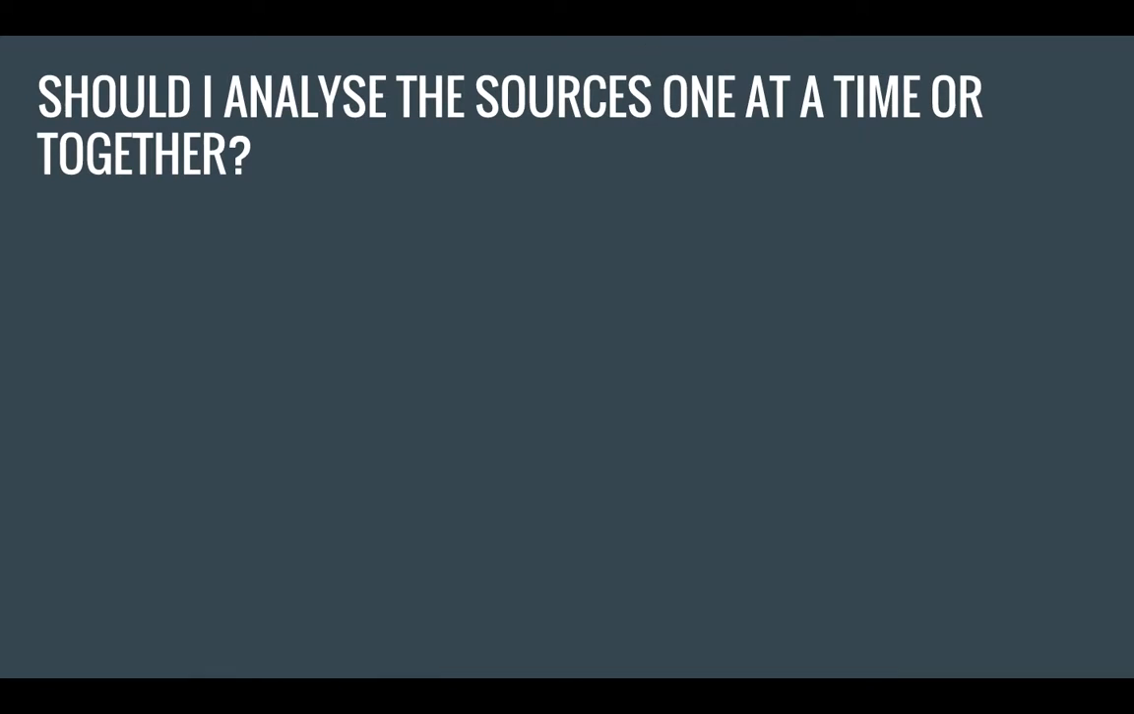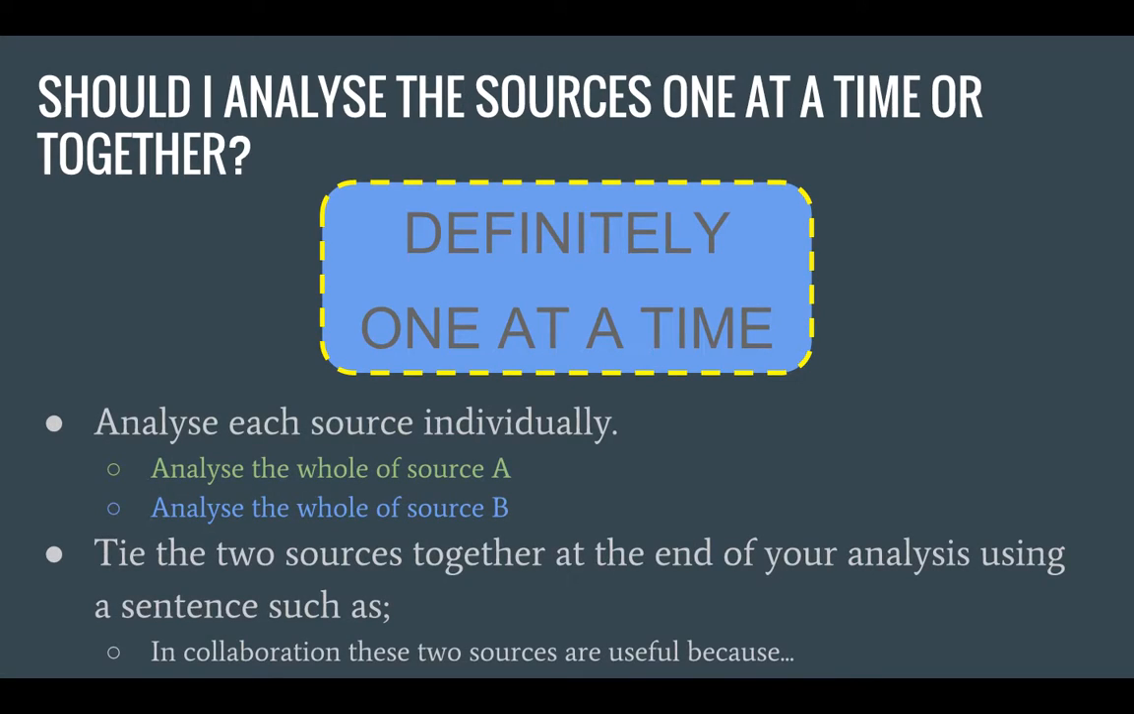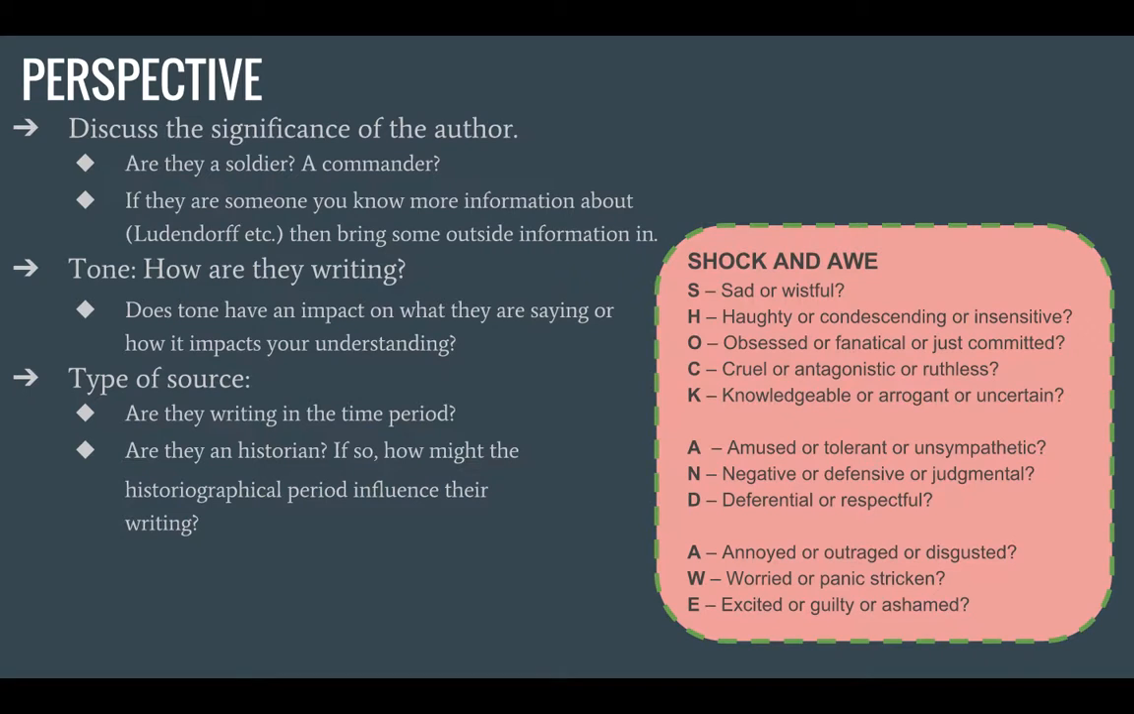One of the questions I'm always getting asked is, should I analyse the sources one at a time or together? I have seen this question answered both ways, but I will say it's best to do it one at a time. Analyse each source individually. Analyse the whole of source A, and then analyse the whole of source B, and finally tie the two sources together at the end of your analysis using a sentence such as, in collaboration, these two sources are useful because, and go on from there. A very quick ending. It doesn't need to be big.